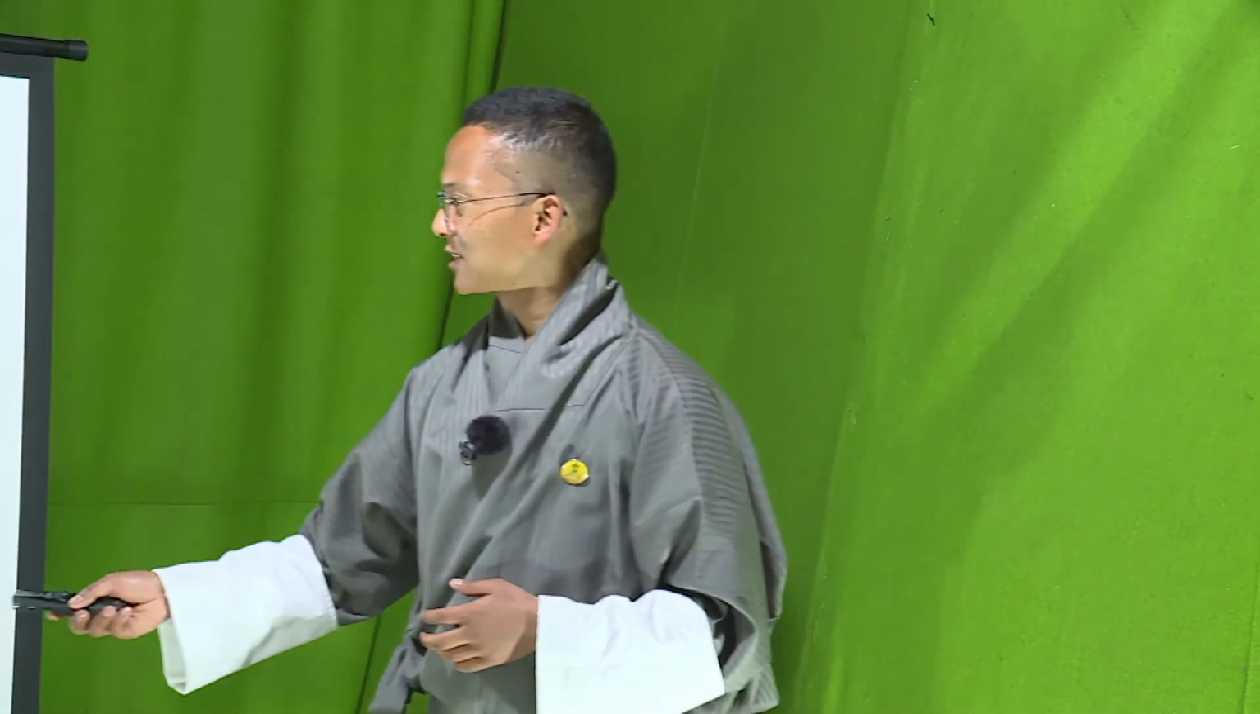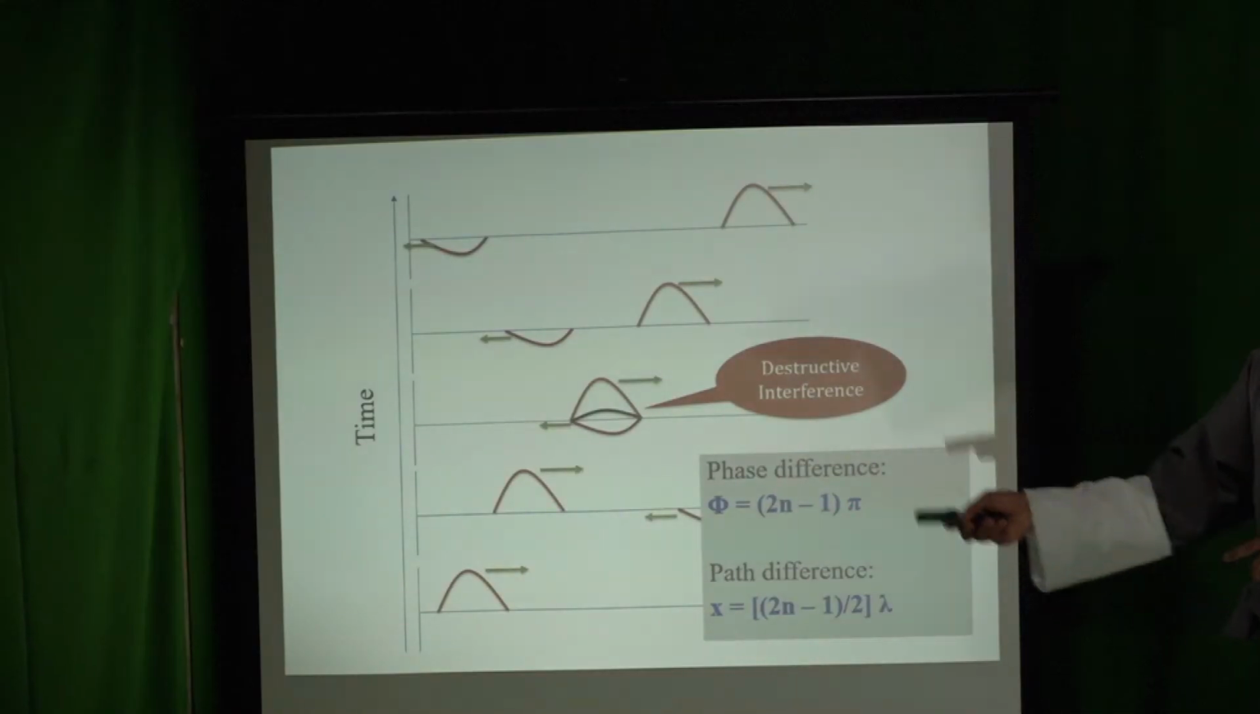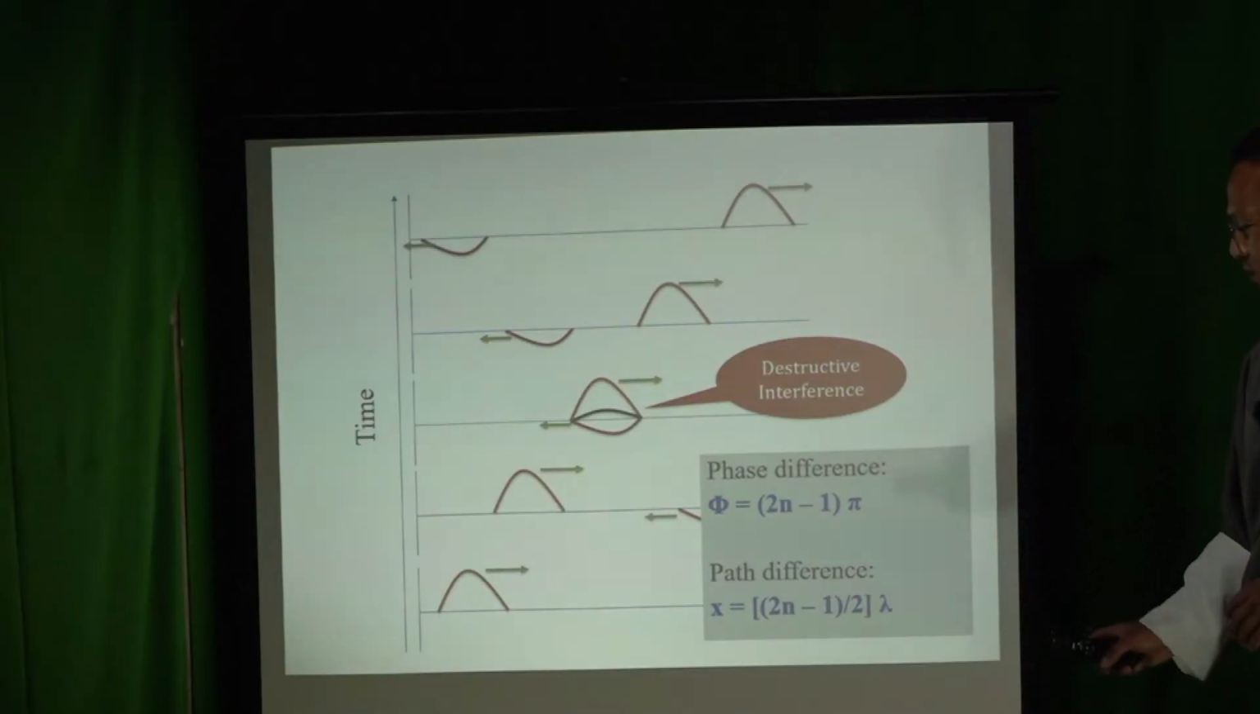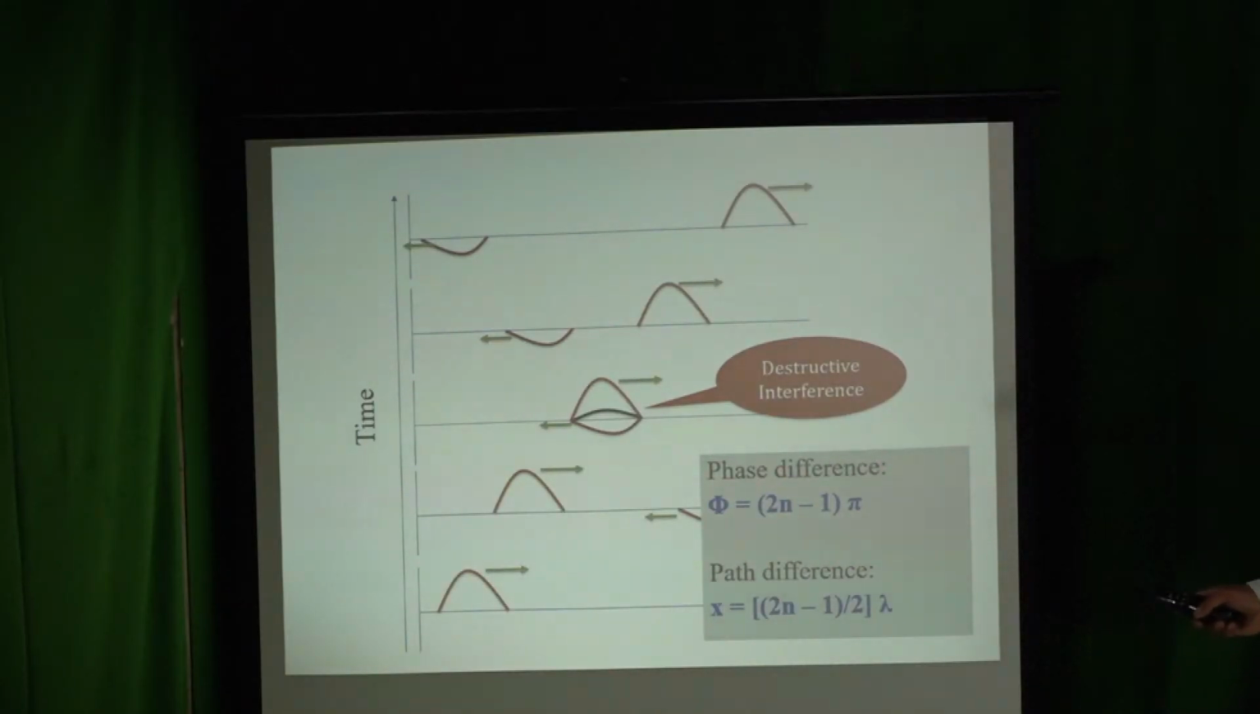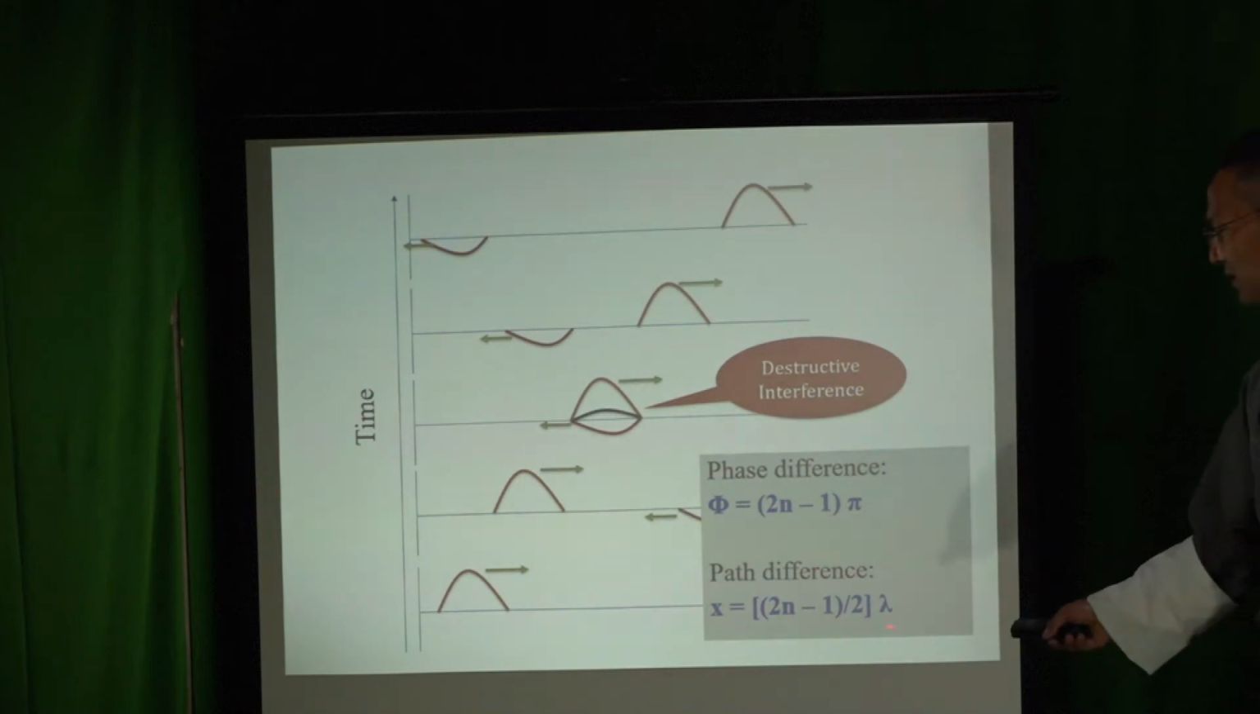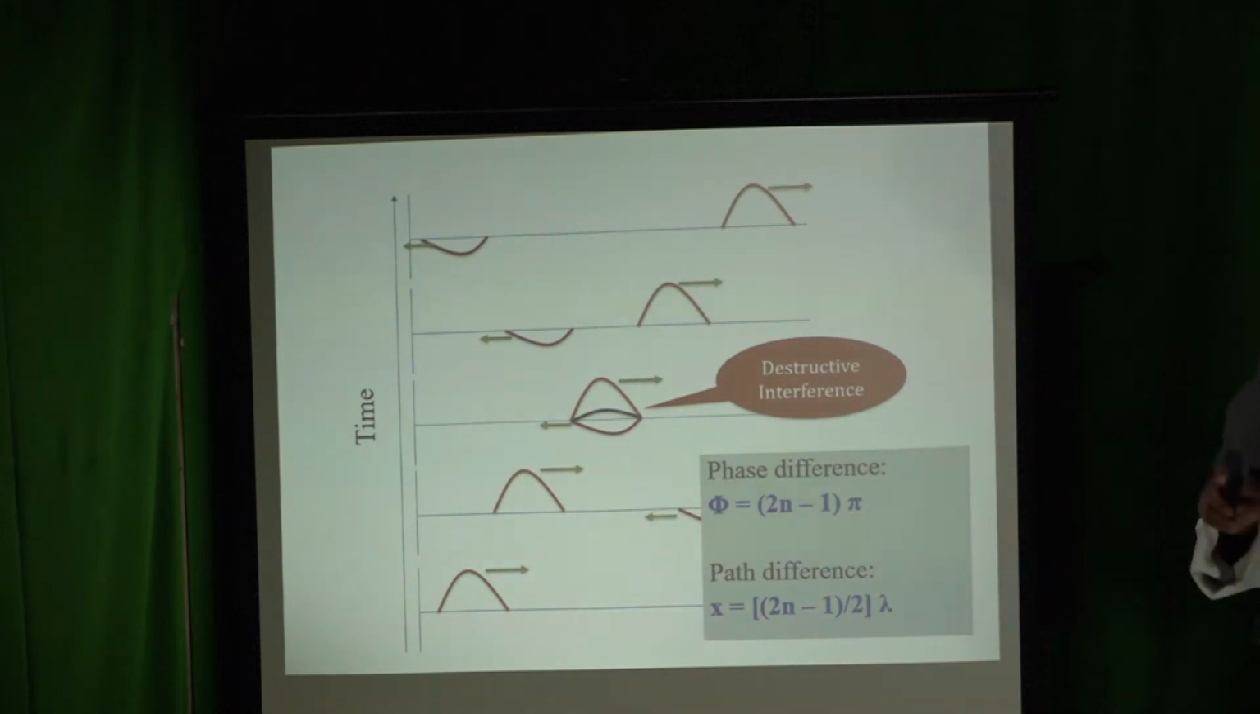So for destructive interference to take place, the phase difference between two waves should be (2n−1) times π. Again, this pi indicates the difference in angle between two waves. And the path difference should be (2n−1)/2 times λ. So lambda here indicates the wavelength, and the path difference, as I said, is the difference in the position of the wavelength of a wave.